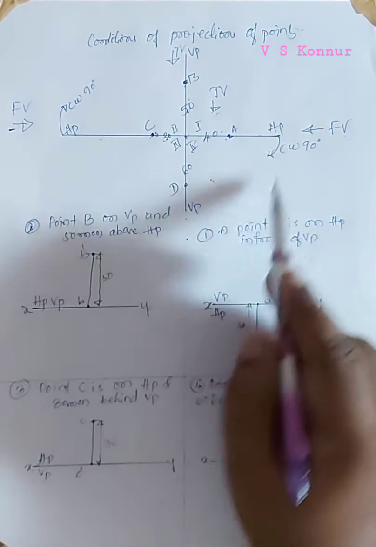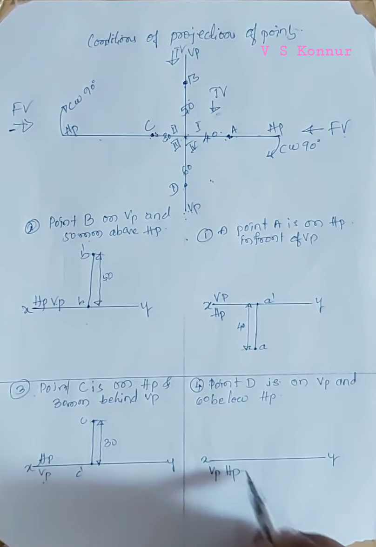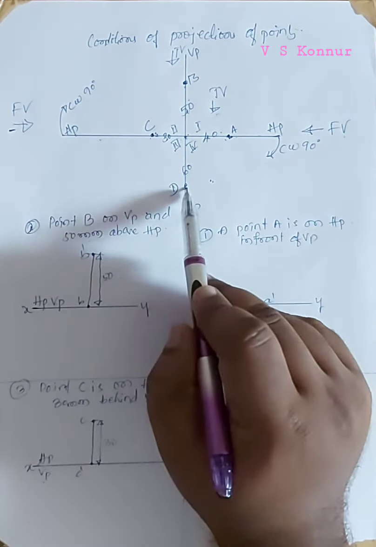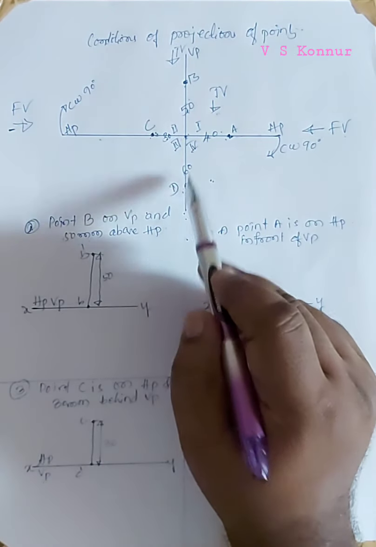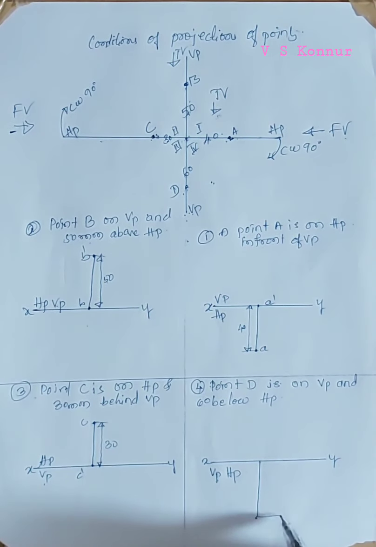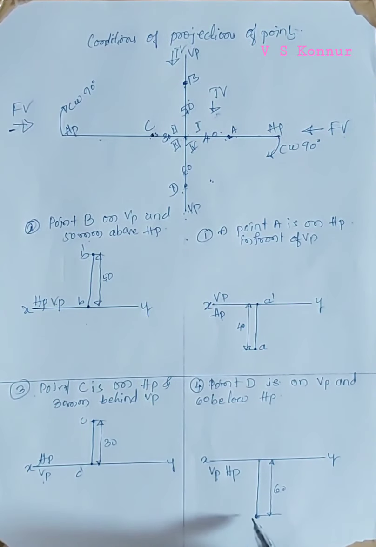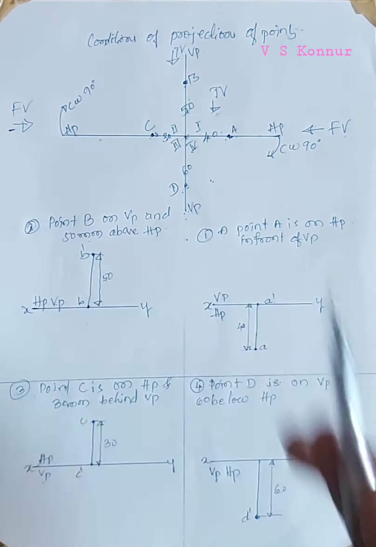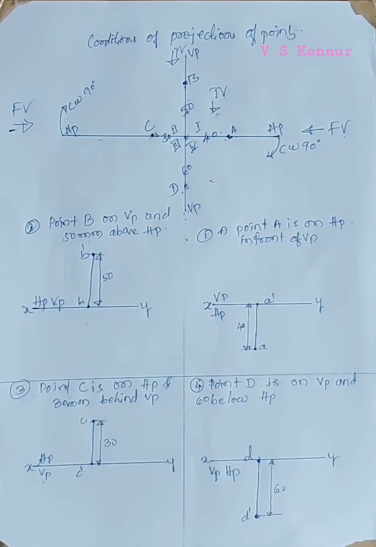For fourth quadrant, HP is rotating clockwise 90 degrees. So VP and HP will become below XY line. Now, when you are viewing from the front side, the 60 mm will be projecting on vertical plane. So vertical plane is below. So take 60 mm distance here, and this point is front view. Because of that, we will mark it as D dash. When you are viewing from the top side, that point is projecting at the intersection. So this is the intersection. It is indicated by D because it is a top view.